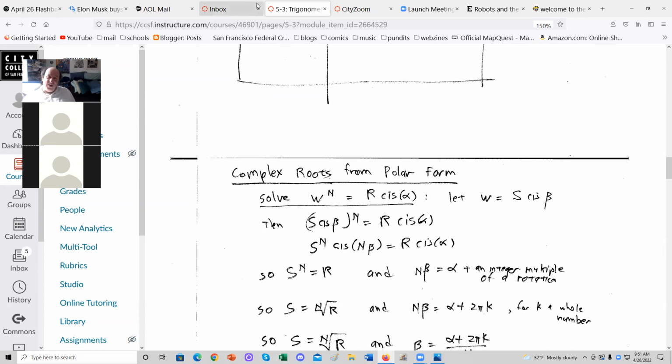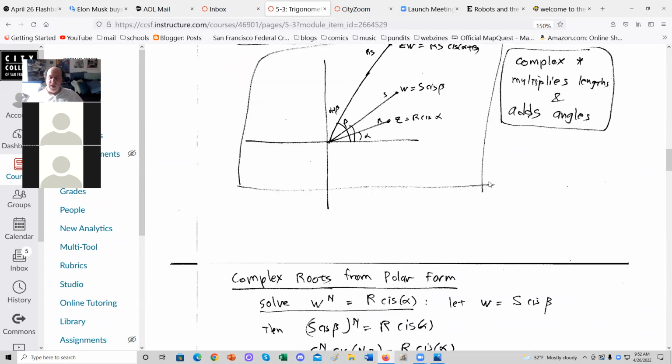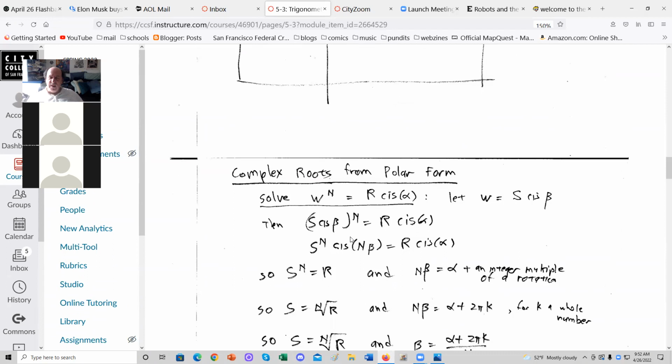Now we're going to do a trickier thing, and that is finding roots of a complex number. To solve w to the n equals R cis alpha, find w. Okay, here's what we're going to do. Let w be denoted by S cis beta, and we'll find out what S and beta are. So substituting this into this, we get S cis beta to the nth equals R cis alpha. Because nth powers just take the nth power of the radius and n times the angle, we get S to the n cis of n times beta equals R cis alpha.